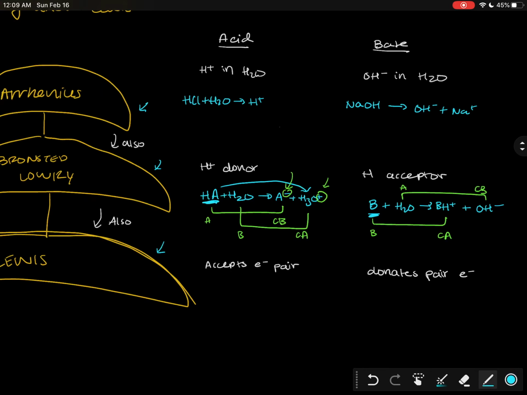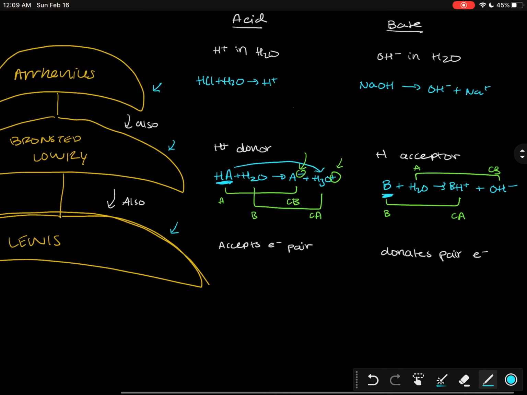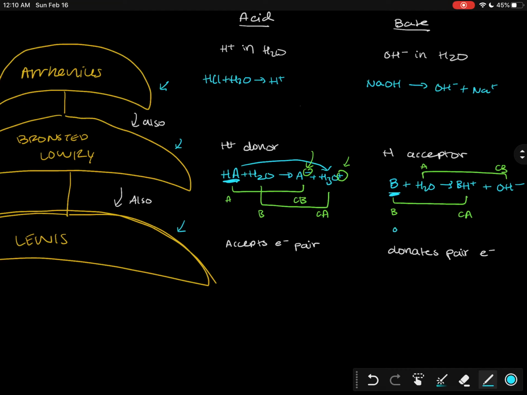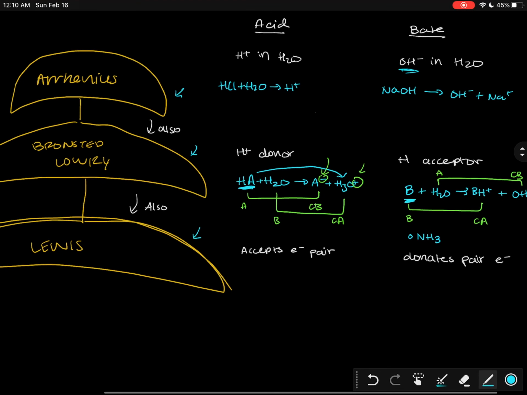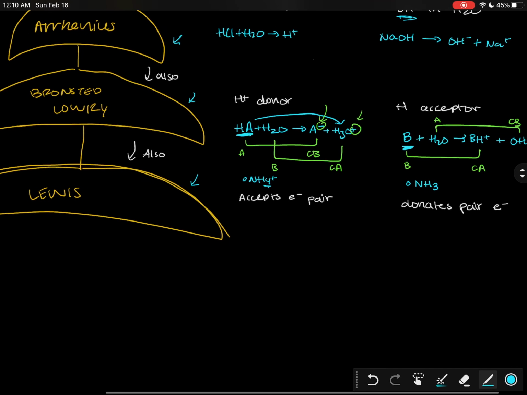And some things that wouldn't be considered an Arrhenius acid or base, but would be considered Bronsted Lowry, would, for example, be ammonia. So that's something that doesn't necessarily 100% dissociate to form OH-, but it is going to be a Bronsted Lowry base. And similarly, NH4+ could be an example of a Bronsted Lowry acid because it will donate its hydrogen, but it's not an example of an Arrhenius acid. Okay, so let's keep going.